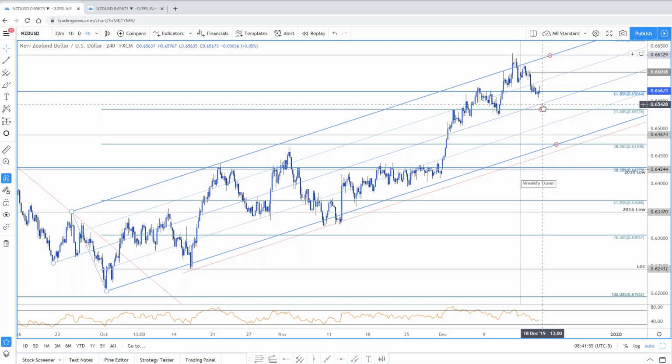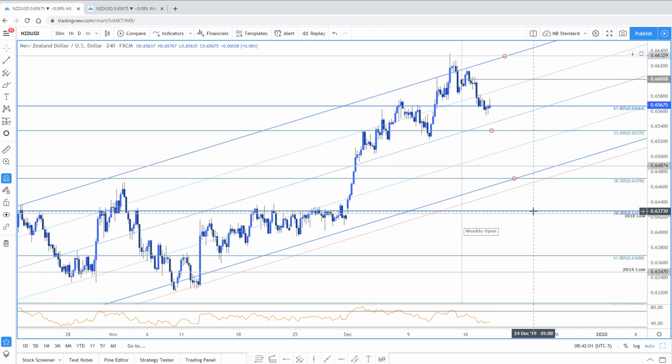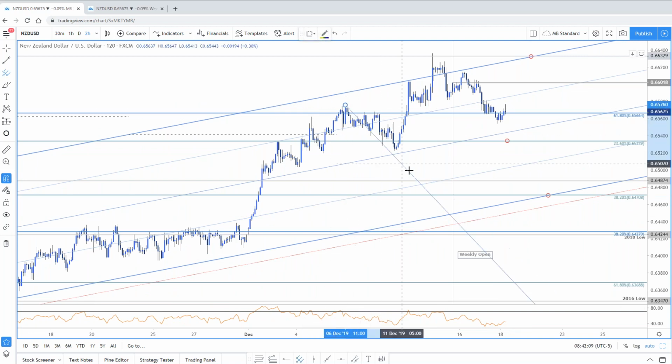Parallel comes in like 65.43, about 10 pips higher. Questions on Kiwi?